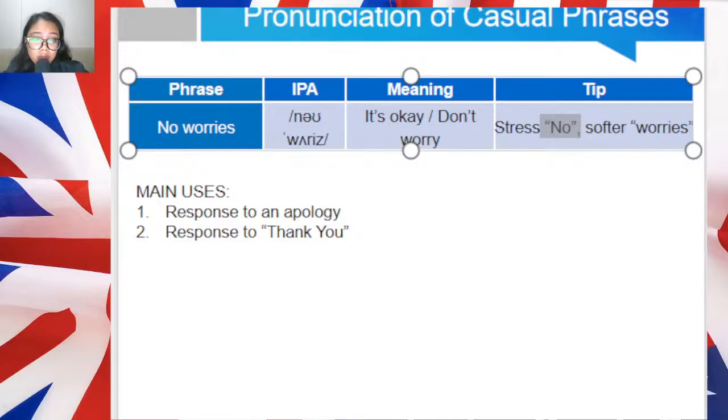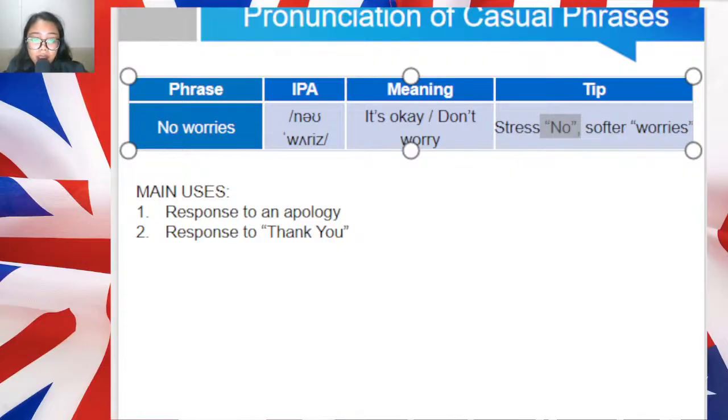The O sound in no is long and clear. The word worries is said more quickly and softly. So the O in worries is often a short UH sound, almost like the U in fun, or a schwa sound, which is a neutral vowel sound. So the whole phrase should sound like one connected unit.